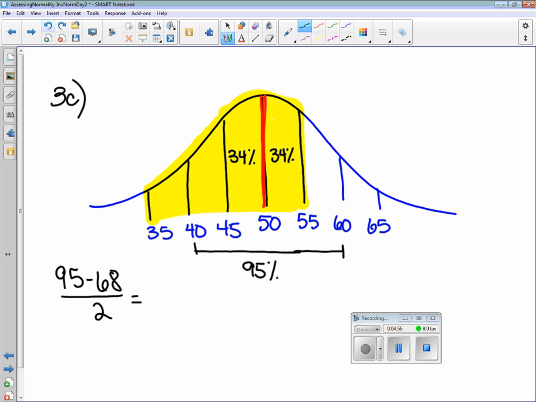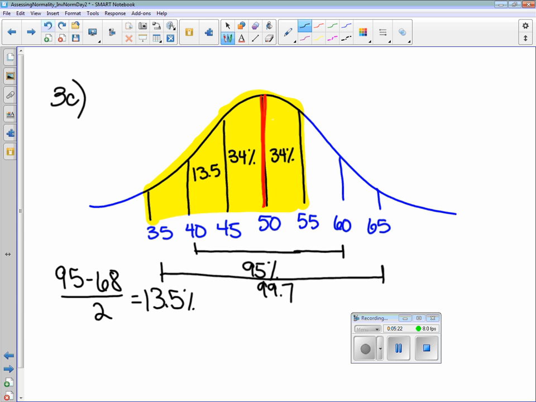13.5, right? Okay, I just want to make sure. Okay, so 13.5% is this guy here. And we'll use that same logic to do the 99.7. So 99.7, we're going to subtract off what we know, right? And then we'll divide by 2. Okay?